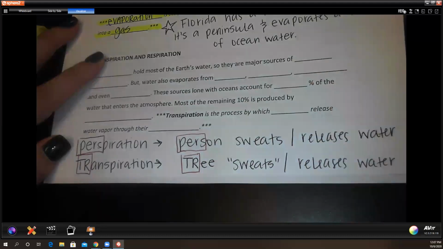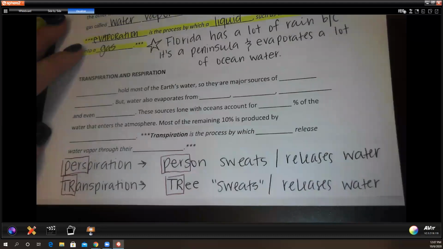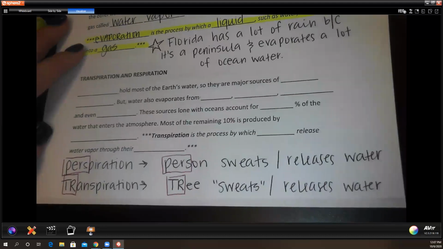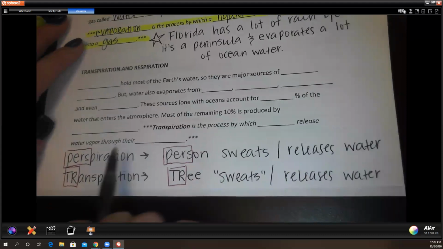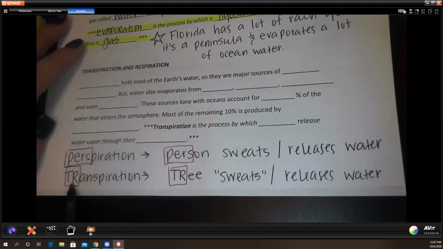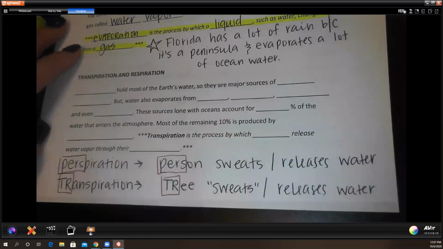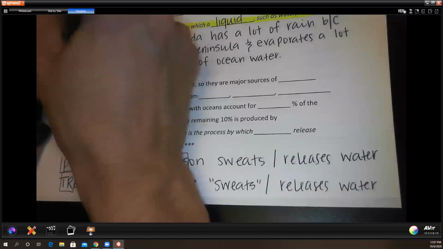Condensation. I know. Does that help? That idea of using that trick, transpiration in trees? Yes, it does help. Good.